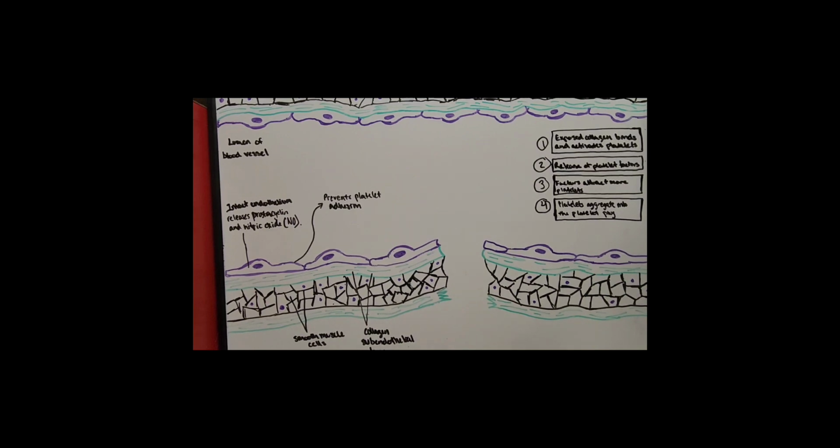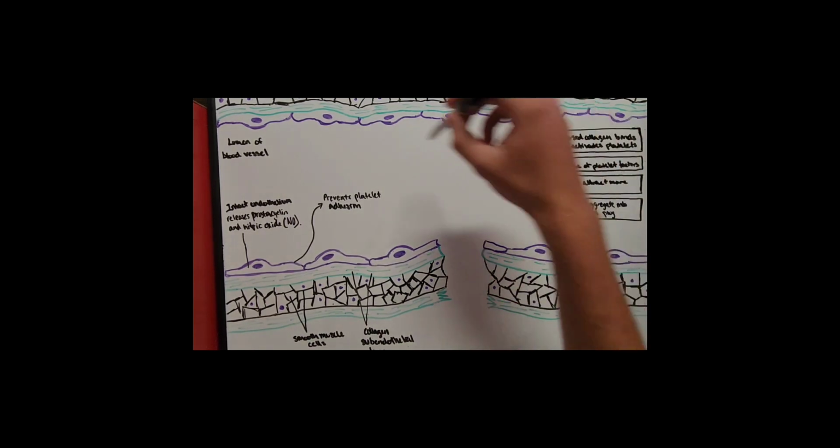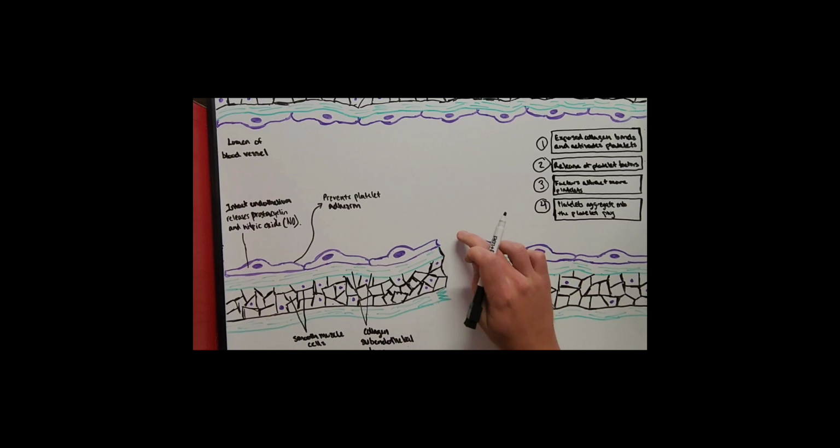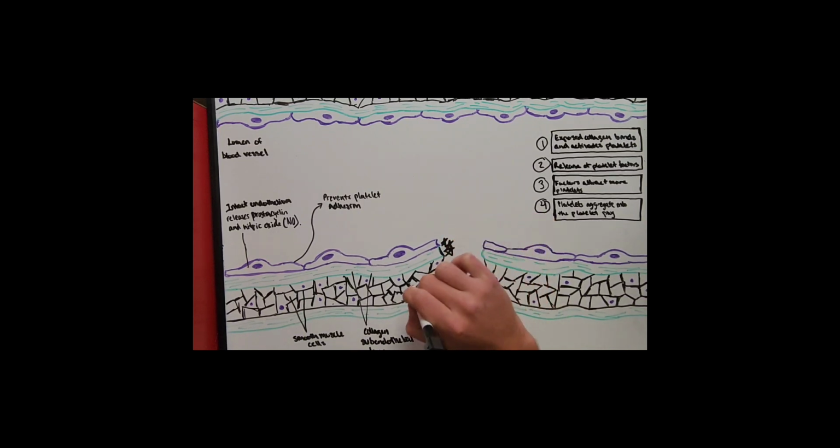Alright, so here's a model of what our blood vessel is going to look like on the inside. This is the lumen. This is where everything flows. So when there's damage, like right here, we're really going to have 4 steps that help clot the area. Number 1, when this collagen right here is exposed, it's going to bind with the active platelets. So we've got these active platelets right here. It's going to bind with them.